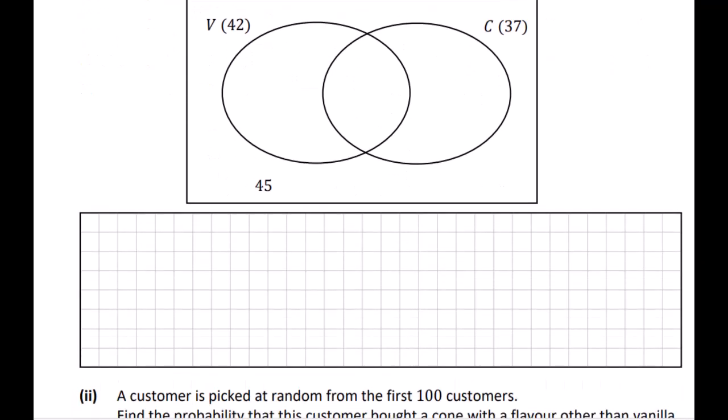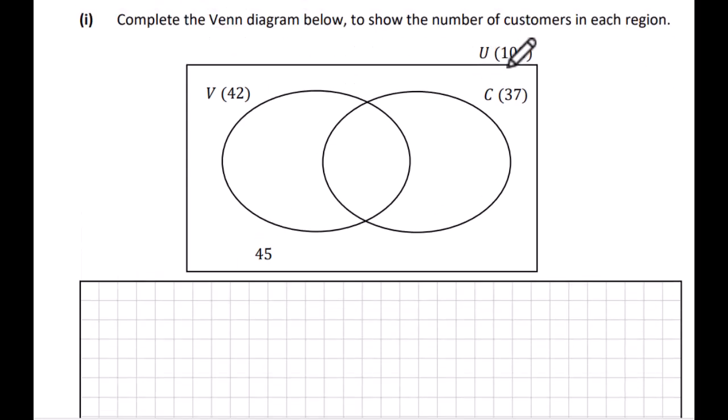So they've started it here for us. So what we're going to do first of all is, we know that there were 100 customers in total, use 100, and there are 45 outside here.